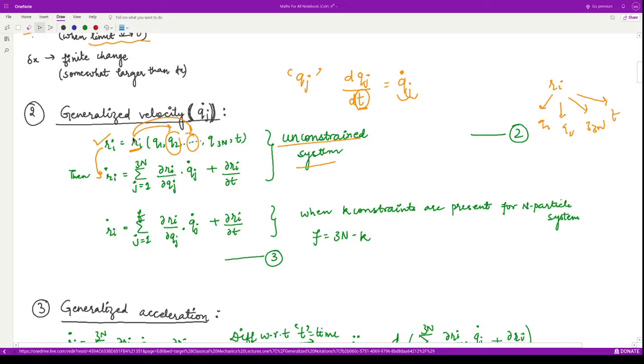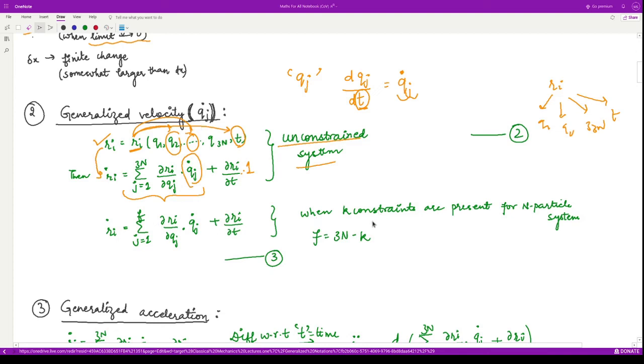And the last term would be the partial derivative of this Ri with respect to t, and then the derivative of t with respect to t, which is equal to 1. So this term is 1, right? So we can write it like this, and then we can club all these terms containing qj's into one summation. So this would be the factor when our system is unconstrained. So these qj dot are known as the generalized velocities.